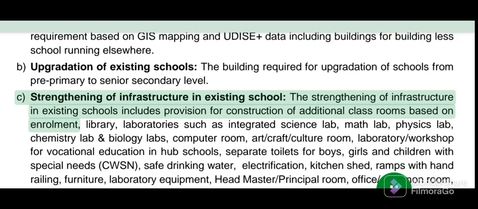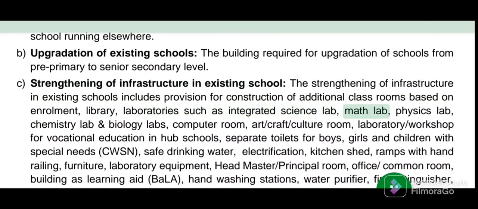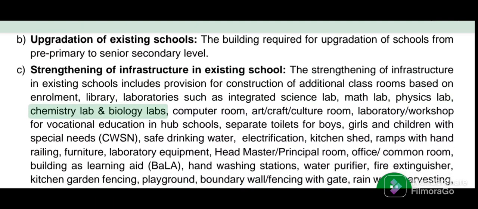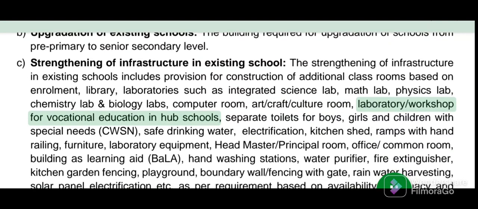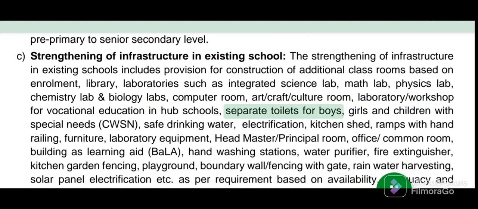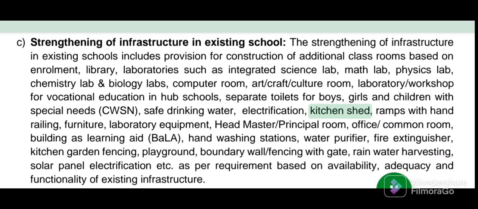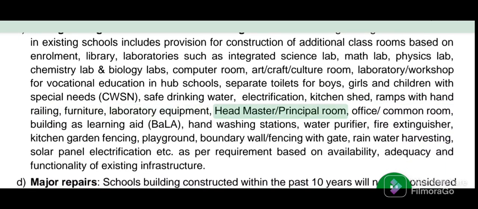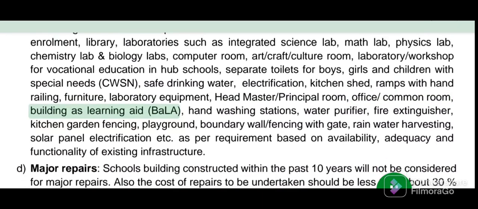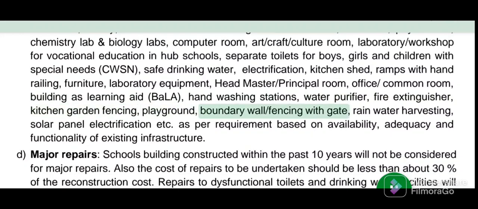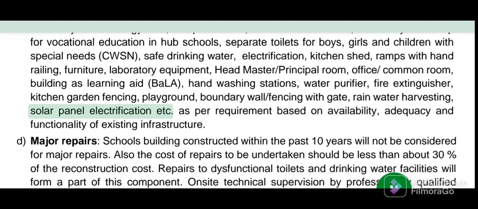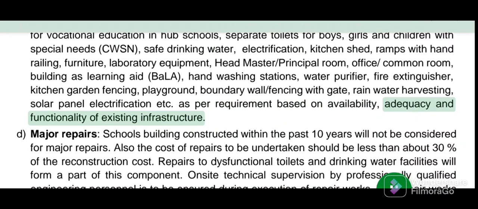The strengthening of infrastructure in existing schools includes provision for construction of additional classrooms based on enrollment, library, laboratories such as integrated science lab, math lab, physics lab, chemistry lab and biology labs, computer room, art craft culture room, laboratory workshop for vocational education in hub schools, separate toilets for boys, girls and children with special needs, CWSN, safe drinking water, electrification, kitchen shed, ramps with handrailing, furniture, laboratory equipment, headmaster principal room, office common room, building as learning aid, BaLA, hand washing stations, water purifier, fire extinguisher, kitchen garden fencing, playground, boundary wall fencing with gate, rainwater harvesting, solar panel electrification etc. As per requirement based on availability, adequacy and functionality of existing infrastructure.